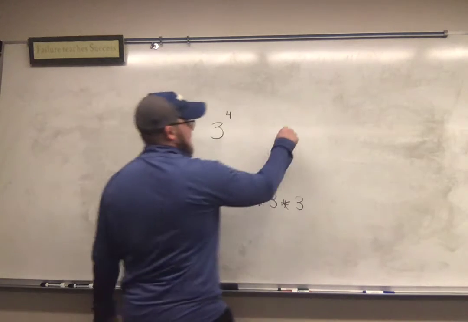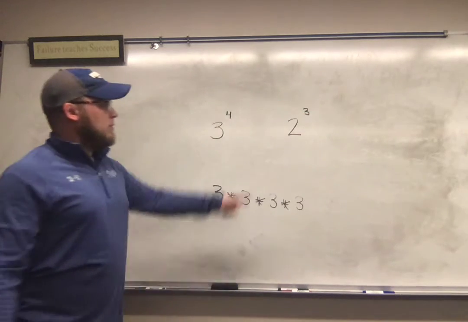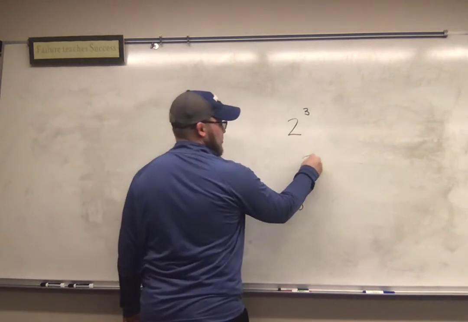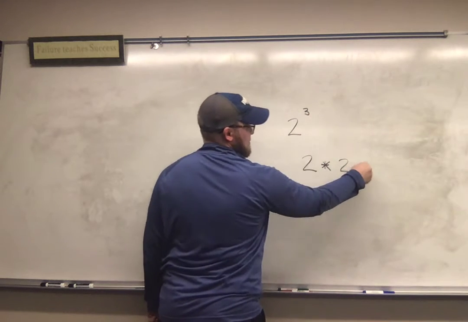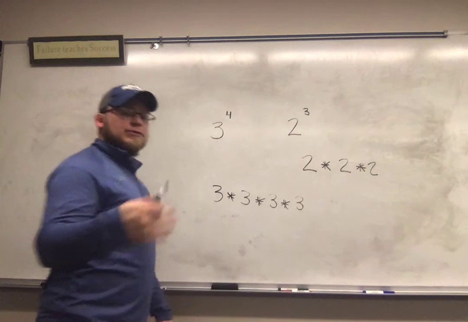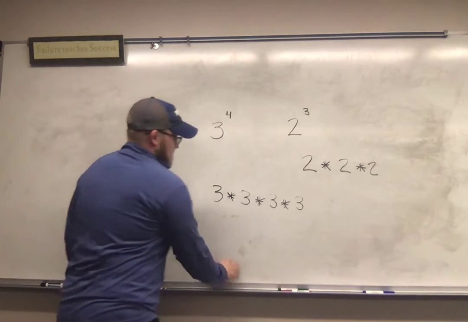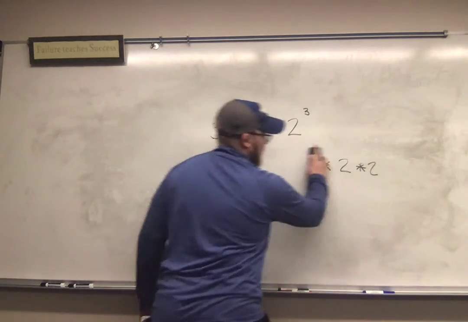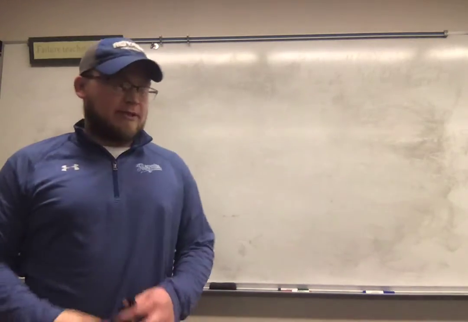So again, if I said 2 to the 3rd power, you'd write the number 2 and you'd times it by itself 3 times. And you go 2 times 2 times 2, and so on. Okay, so that's all the exponents are looking for there. And we'll do a couple of examples in a second here.